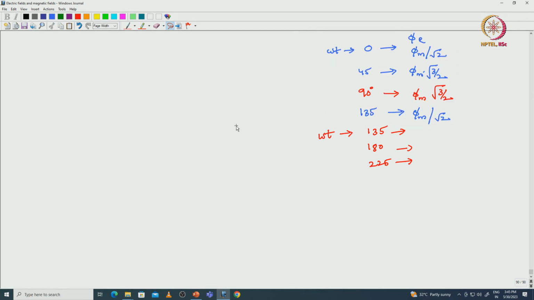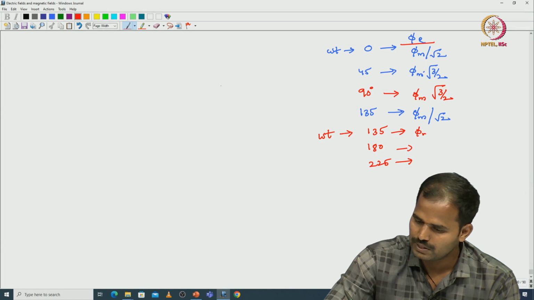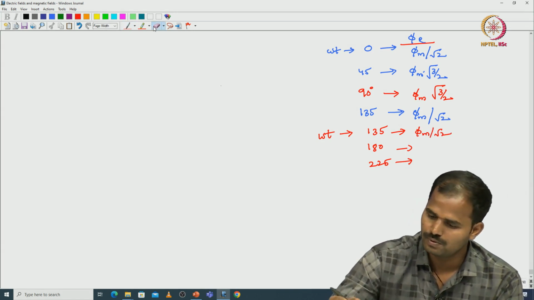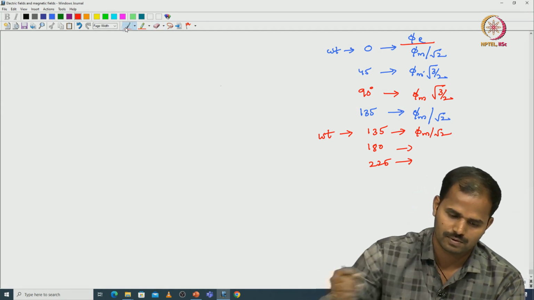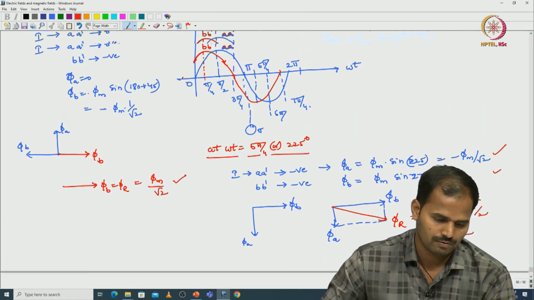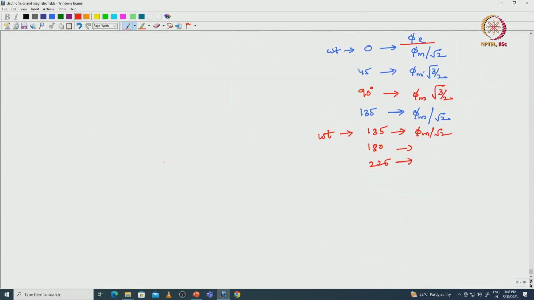Here we can see for 135 degrees it is phi m by root 2, for 180 degrees it is phi m by root 2, and for 225 degrees it is phi m into the square root of 3 by 2. Similarly, we will see for 270, 325 and 360. 360 is anyhow the same as 0, that is phi m by root 2.